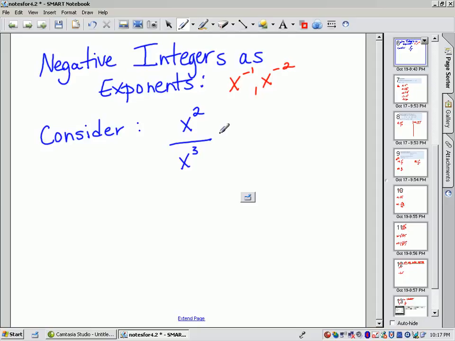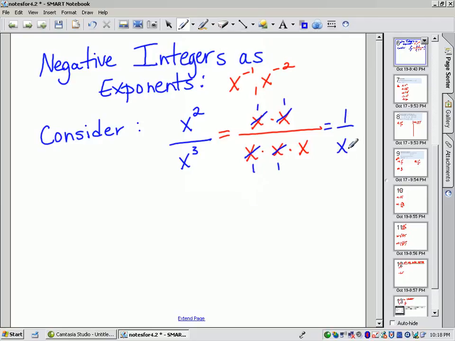And let's just go through this using the rules of exponents. So if I know that x squared over x to the third is really x times x over x times x times x, well, there are some like factors that can divide out, right? x divided by x leaves a 1. Another x divided by x leaves a 1. So that result is really 1 over x.